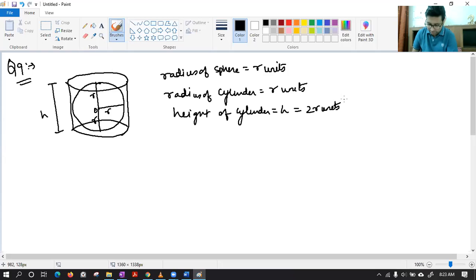Now I think you can find the three parts very easily. Surface area of sphere you can find easily. Curved surface area of cylinder you can find easily. Third is ratio, you can do it easily. So with this, the exercise is done.